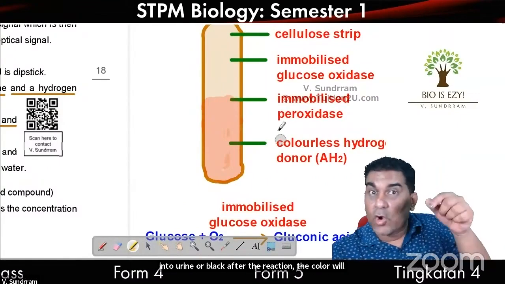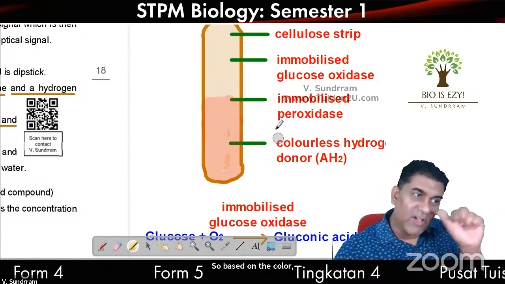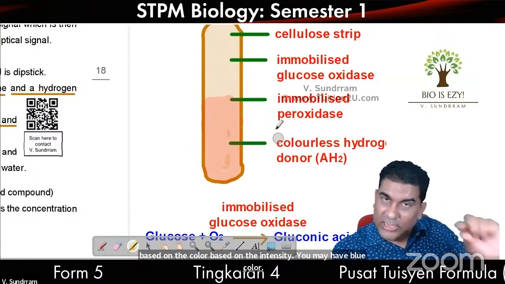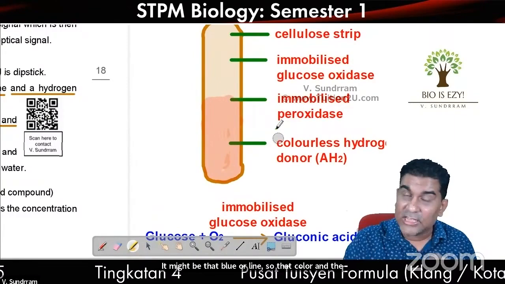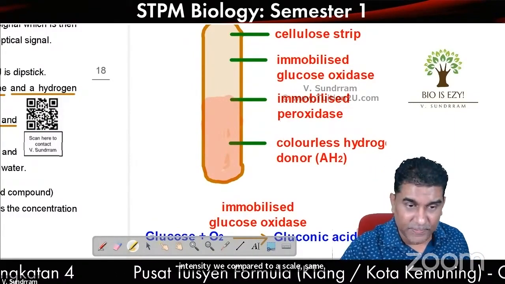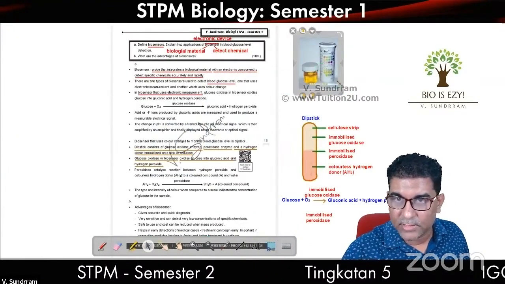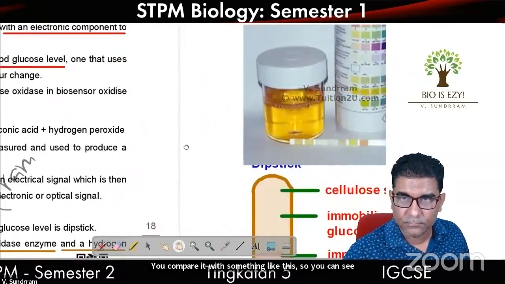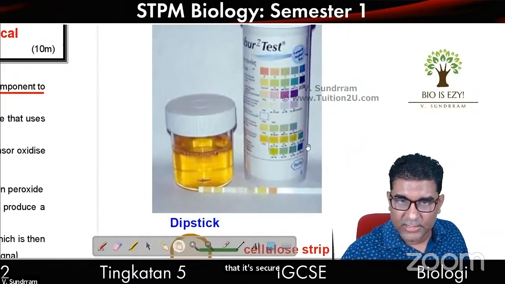Based on the color and the intensity, it might be dark blue or light blue. We compare the color and intensity to a scale, same like your pH paper. You compare it with something like this. You can see the dipstick here. Maybe the picture is not clear, but you have the idea.